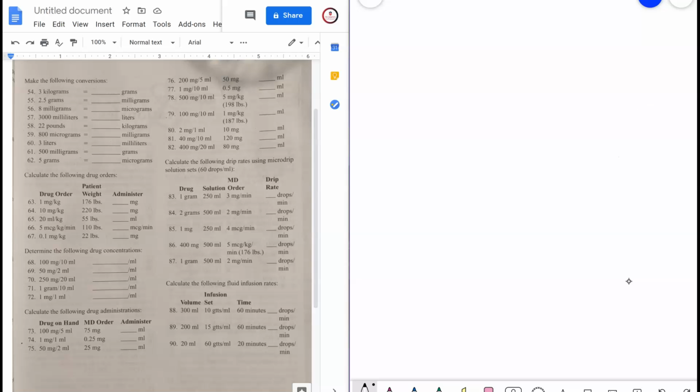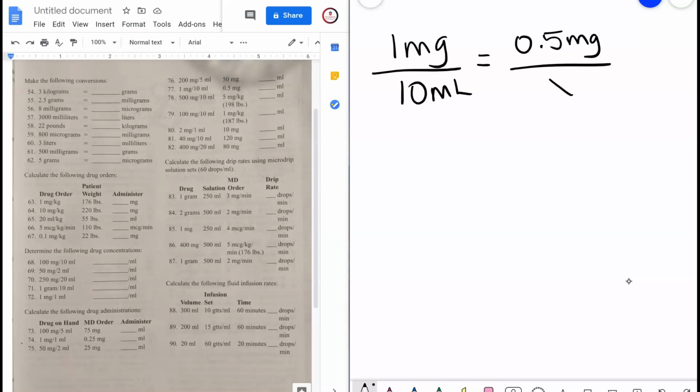All right, if you have 1 milligram in 10 ml and you want to give 0.5 milligrams, how many milliliters? Okay, so cross multiply. So x is by itself, 10 times 0.5. Now 10 times half, essentially, right? So you're just going to half 10, which is 5.